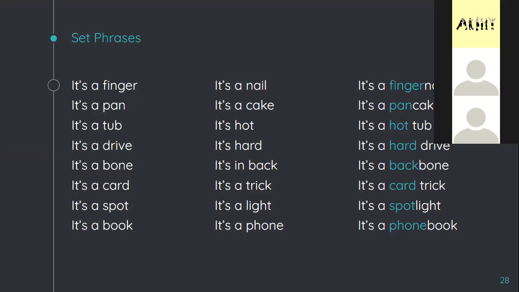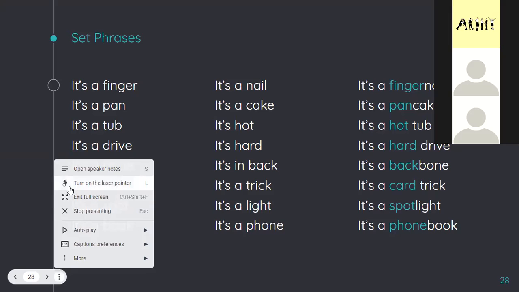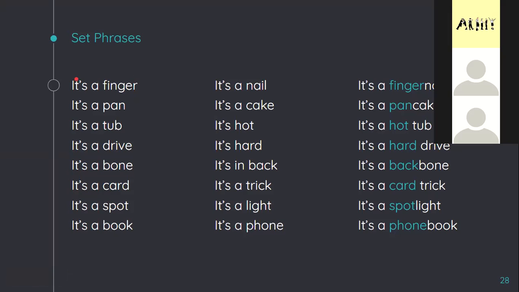I made 3 columns, and in the first column it's just a sentence. The second column it's a sentence, but the third column it's a word. So let me do the first one so you understand. Let me take my laser. So the one right here, I would say it as, it's a finger.